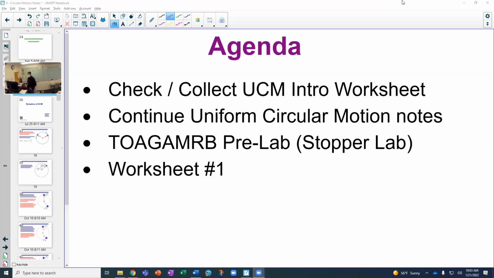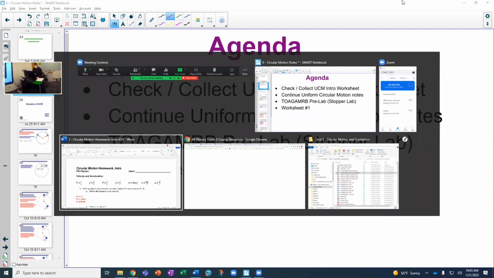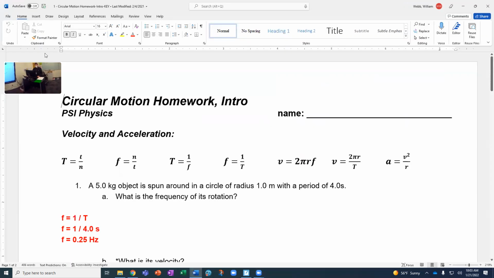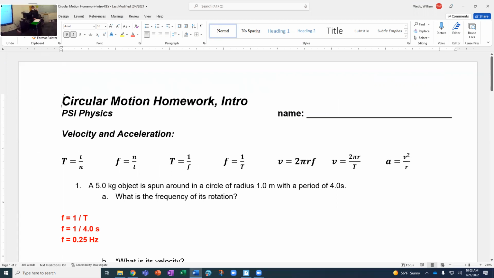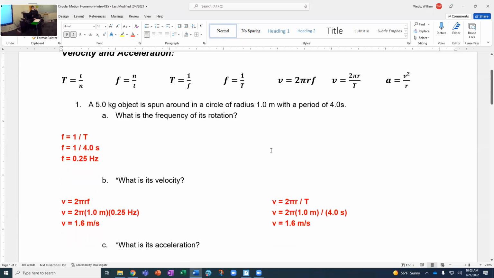All right, so let's jump into that uniform circular motion intro worksheet. I'll just open up the key here on the screen. And I'm showing you these answers for 2 reasons. One, I want you to get a chance to check your work and make sure you're on the right track. And if you have problems, that we can get those questions corrected. But I also want us to think through the practical application.